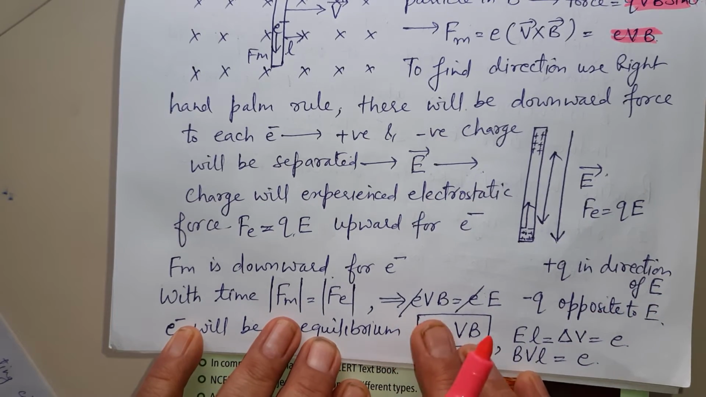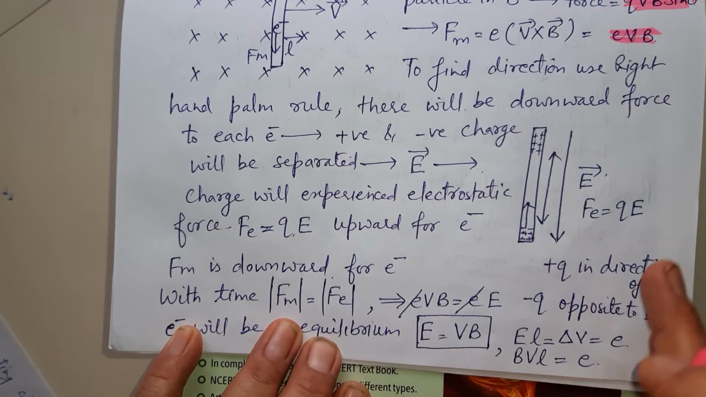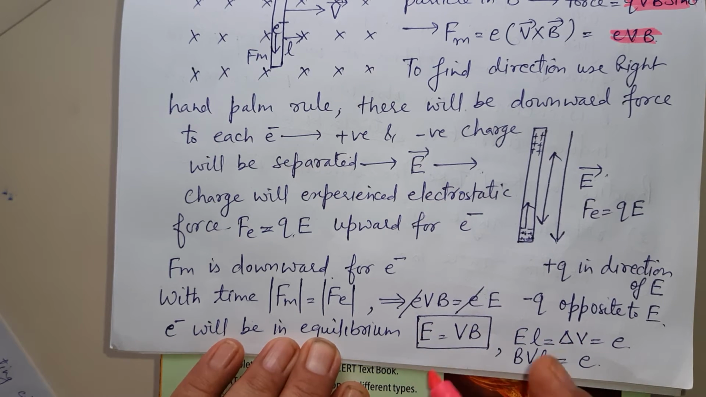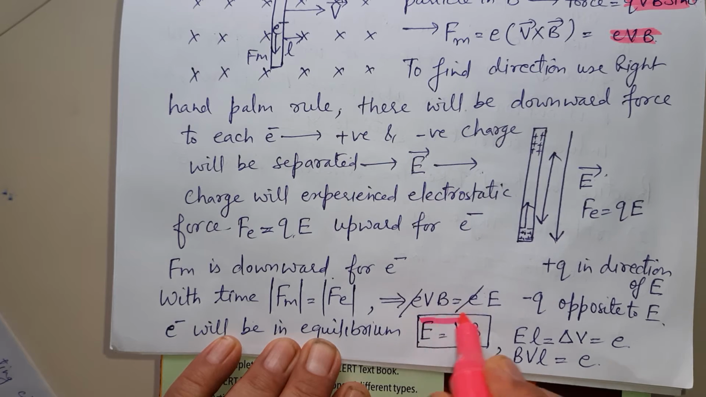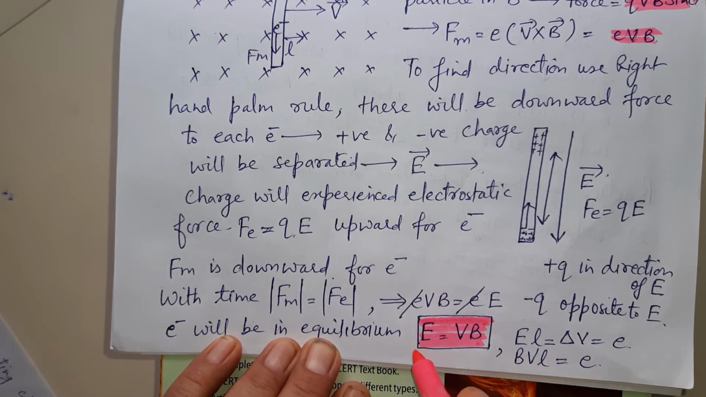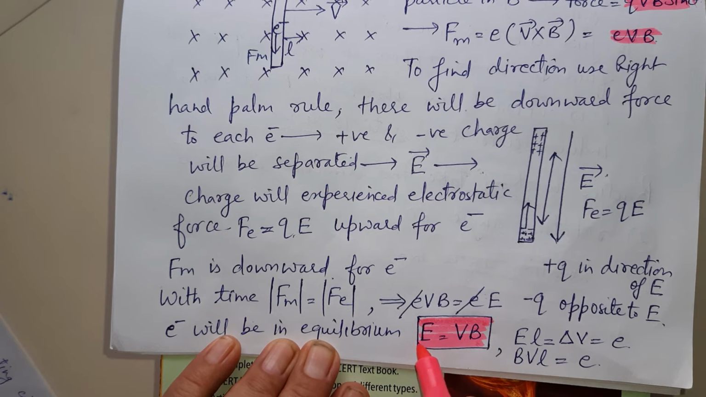So Fm is equal to qVB, Fe is equal to qE. They are equal, and we get the expression E is equal to VB. This is very important. It is the relation between electric field, magnetic field and velocity of the particle. So E is equal to VB.